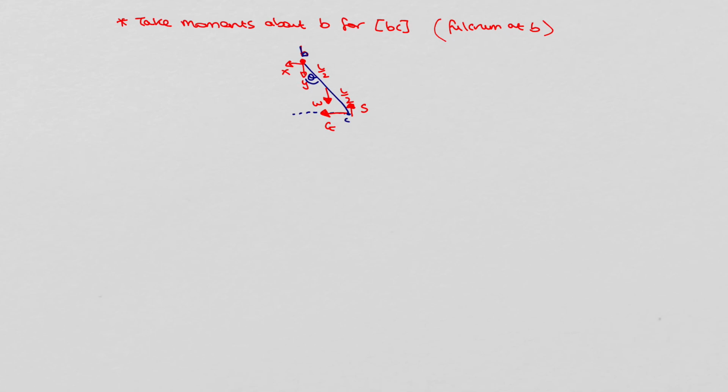Okay, so what we want to do is take the moments. So we're going to look at which are going to cause it to go clockwise and which are causing it to go anti-clockwise. X and Y have no moment because the fulcrum's at B. So therefore, if we look at the remaining three forces, we have W, G, and S. We can see that W is going to have a clockwise moment.